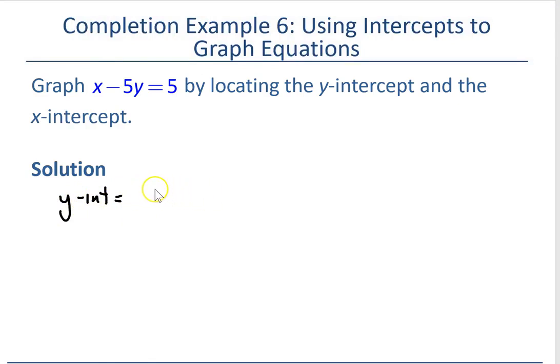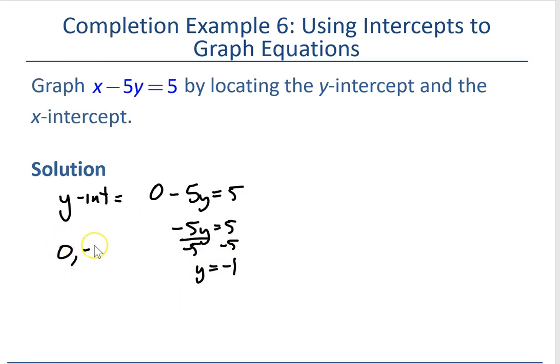So on our first point here, we're going to have 0 minus 5y equals 5. Notice that that's just going to be 0, so that's going to be negative 5y equals 5. Divide off the negative 5, and you get y equals negative 1. So one of my points is going to be, remember, the y-intercept is where x equals 0, and negative 1.